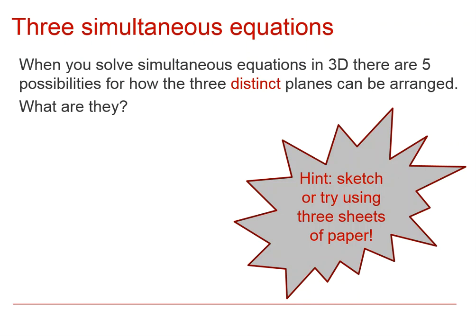So, if you solve simultaneous equations in 3D, there are 5 possibilities for how the 3 distinct planes can be arranged. What are they? Try sketching or try using 3 sheets of paper and thinking about the different ways those pieces of paper can act as planes.